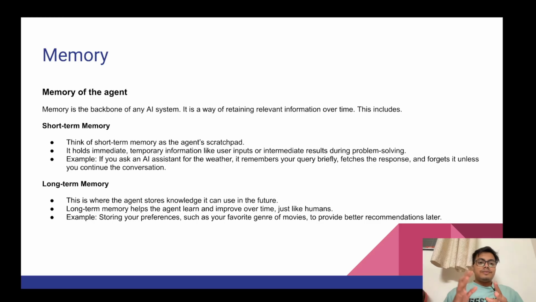Once the agent is done with the reasoning, all this reasoning can be retained, and to make use of this retention over time, we want a memory. It is a way of retaining relevant information over time. It includes short-term memory and long-term memory. Short-term memory is like an agent's scratch pad. It can do temporary things and just forget them. Long-term memory is something which can be stored for the future. Let's assume short-term memory as a simple cache or in-memory, and long-term memory as something persisted into a DB.